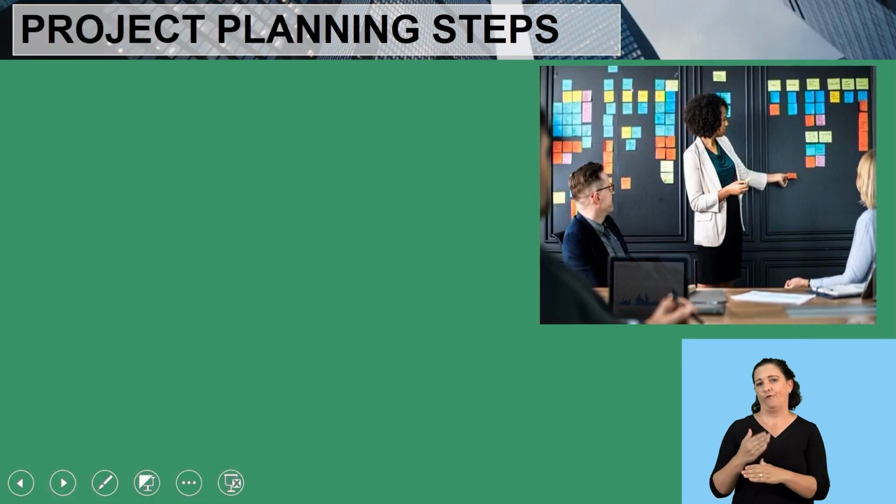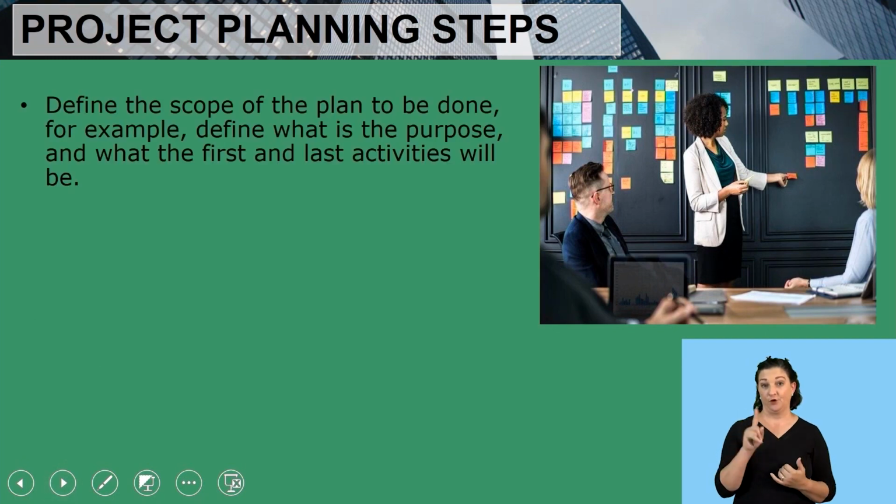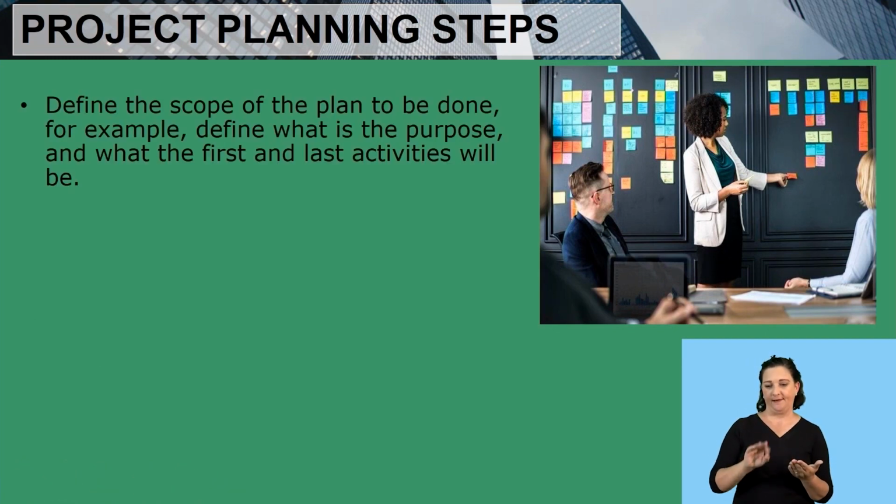Now, let's look at the project planning steps. We first need to define the scope of the plan to be done. What is it exactly that we need to do in order for the business to be started successfully? Remember, we are transforming a business plan into an action plan. So we need to define the scope of the plan to be done.